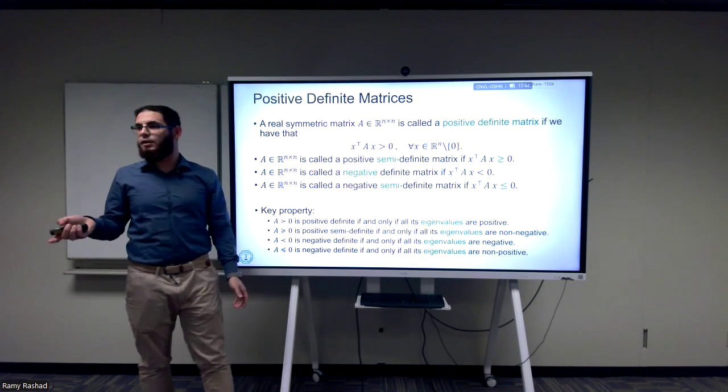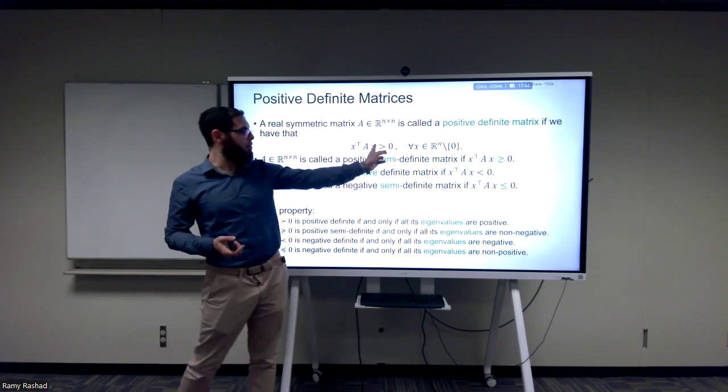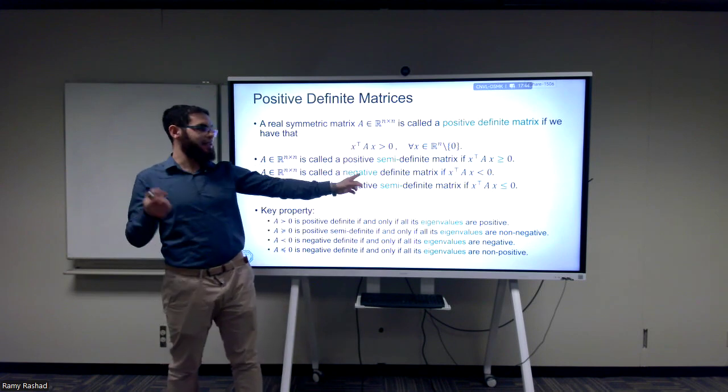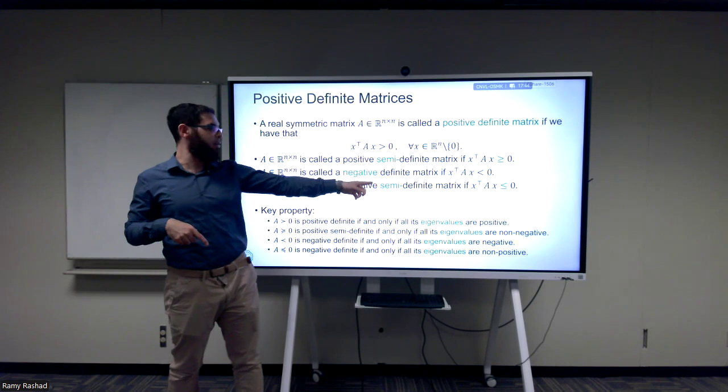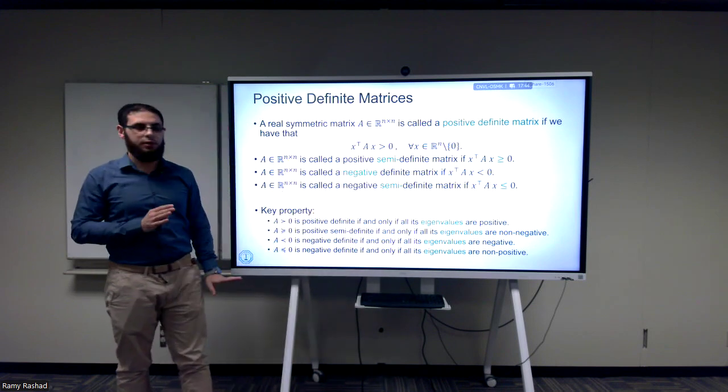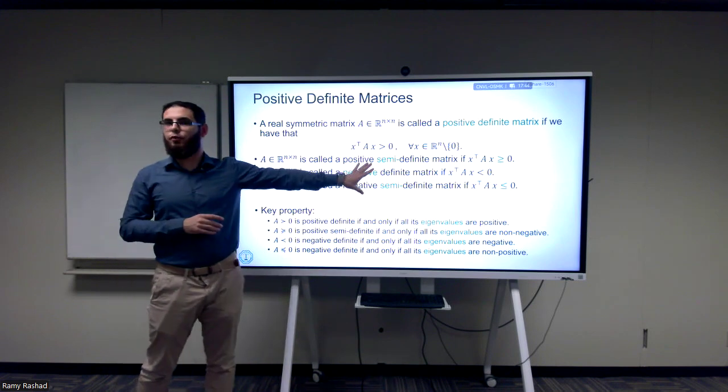And again, you can refine this definition. If you have greater than or equal to 0, this means that it's positive semi-definite. If you have that it's always less than 0, it's negative definite. If you have less than or equal to 0, then you call it negative semi-definite. Okay, this should also be familiar from before.